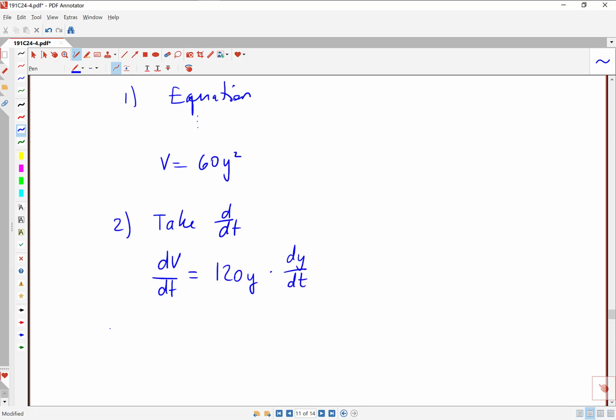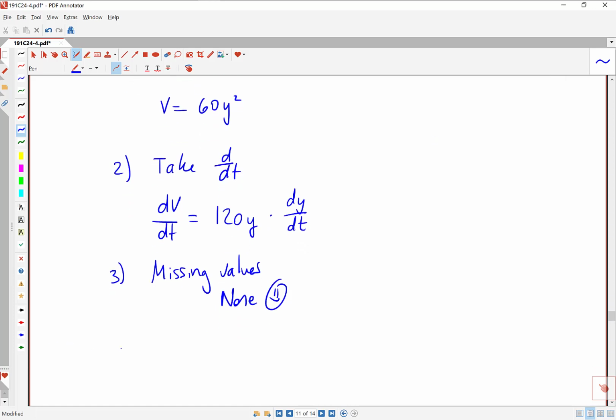Okay, now for step 3, if there were any missing values, we would find those here, but there are none. And the main reason there are none is that we chose to do similar triangles earlier in the problem. So we've actually got a nice equation that we're ready to solve. You can see that making the time investment to do similar triangles at the beginning of the problem really pays off at the end of the problem.